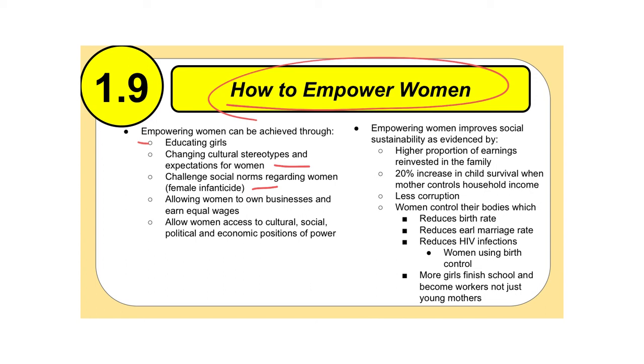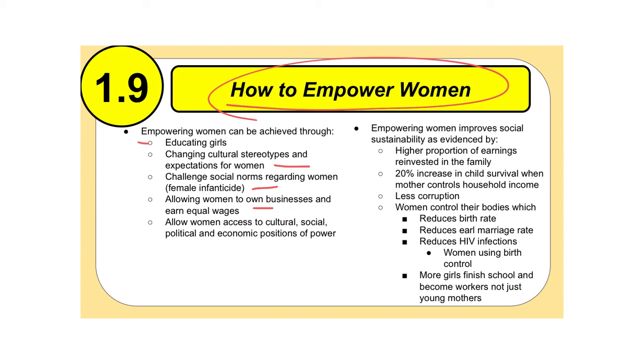And so they would just kill female children. And so we need to challenge those social norms. Thankfully it's not a social norm, I don't think, in China, but it may be in some other places. We need to work better on trying to change that cultural norm that it's not okay to just kill children that are born female. And then allowing women to own businesses and earn equal wages. That's equal pay for equal work. It's common sense. That's just how it works.